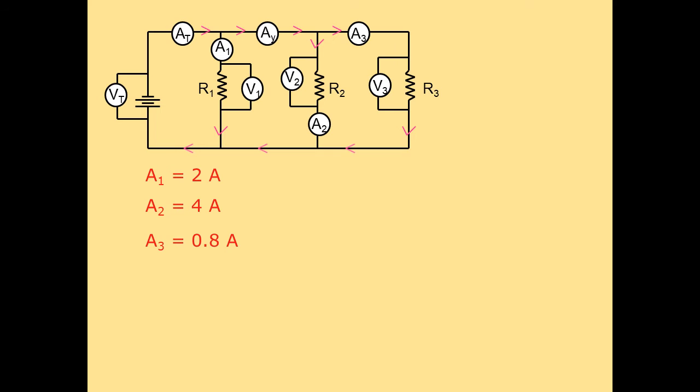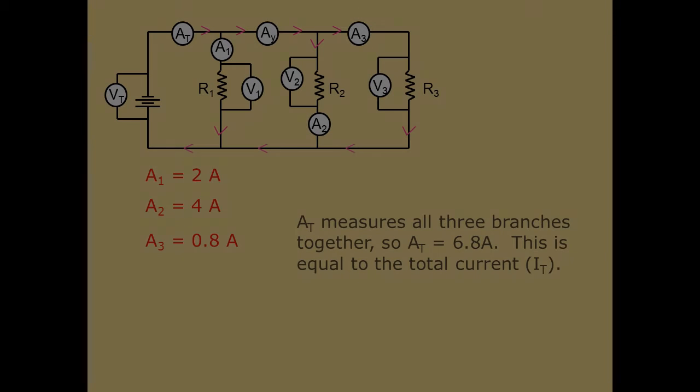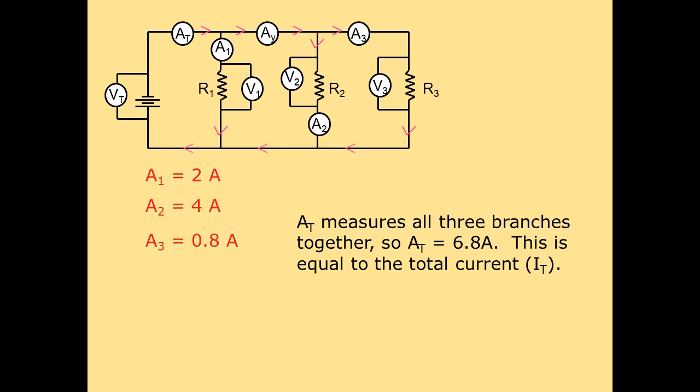We also have an ammeter in place to measure AT, the total current in the circuit. Now what that's measuring is the current that you get when all three current branches join back together again. If you remember the rule about how that works, current in equals current out. So these should just add. AT will be the sum of all the branch currents, 2, 4, and 0.8, giving you a total current of 6.8 amps.